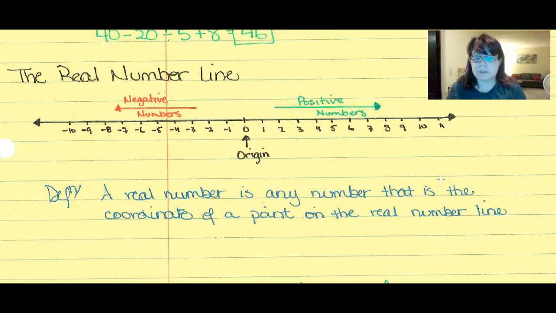Now, the definition of a real number is any number that you can plot. You can do a little dot on the line, and it exists on the number line. So 3 exists on the number line. 3.5 exists on the number line. 3.14, and so on, pi sits on the number line. Negative 8 sits on the number line. All of those are real numbers.